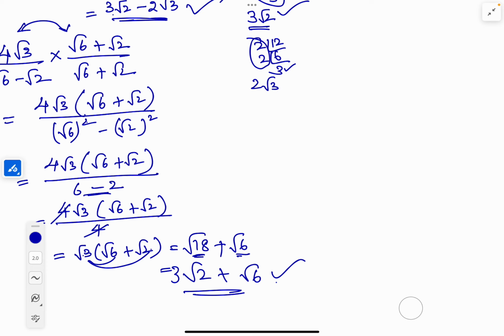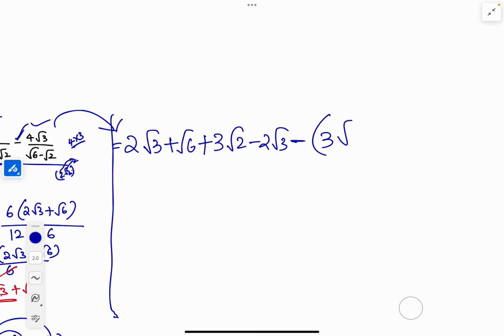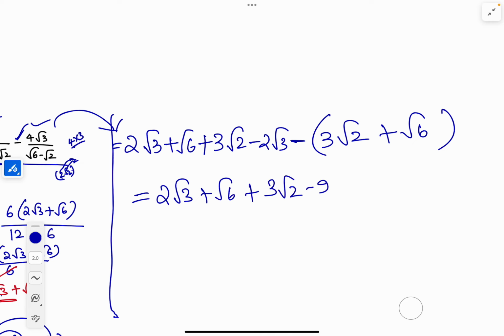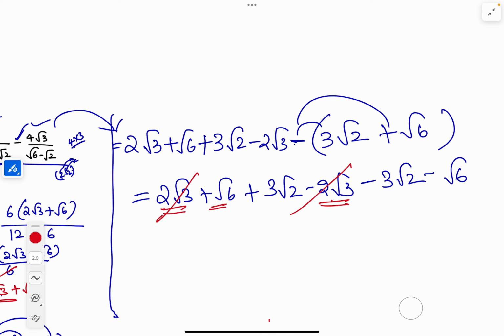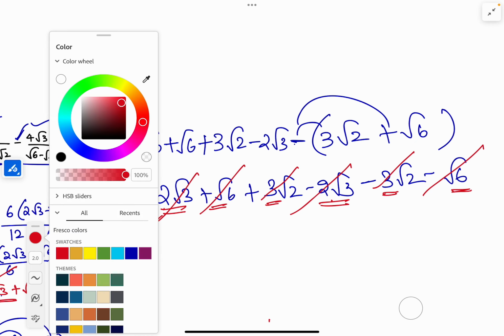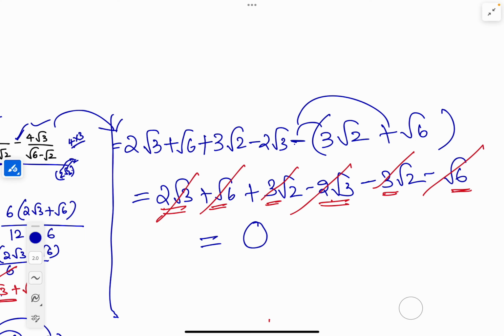So we got 3 root 2 plus root 6. Okay? Now let us simplify. Open the bracket. So 2 root 3 plus root 6 plus 3 root 2 minus 2 root 3 as it is. Okay? Now remove the bracket. So it will become minus 3 root 2. Again minus into plus is minus root 6. Now just see here. 2 root 3 positive this is, and this is negative 2 root 3. Cancel. Positive root 6, negative root 6 gets cancelled. Plus 3 root 2 minus 3 root 2 gets cancelled. So what will be the answer for this, children? The answer is 0.